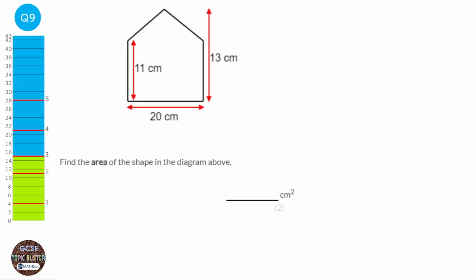To answer this question, we need to cut this shape into 2 shapes. So we're going to draw a line across here, and we're going to cut it into a rectangle and a triangle. Now we need to first of all label the parts of the triangle.